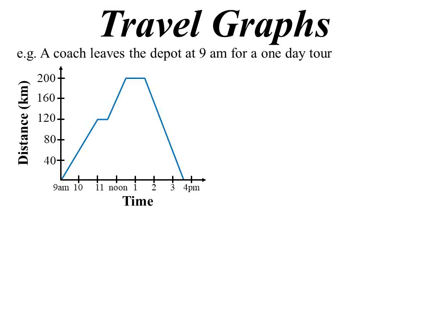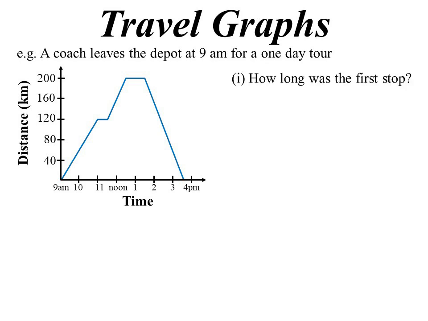I'm now going to bring us back to an idea that, gosh, when's the first time you saw travel graphs? Year 8, year 7, maybe even in primary school. Here we go, a typical sort of one we saw. We had nice little blocky lines and things like that. A coach leaves the depot at 9 a.m. for a one-day tour, and there's our graph. Now, you probably didn't realise it at the time, but you were actually doing some calculus with this.